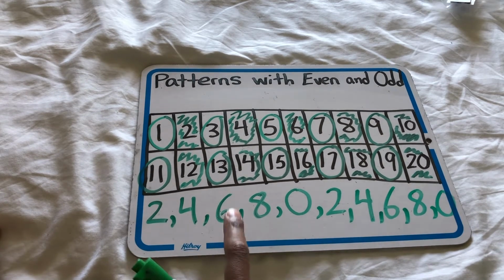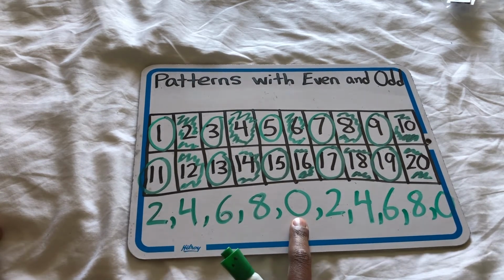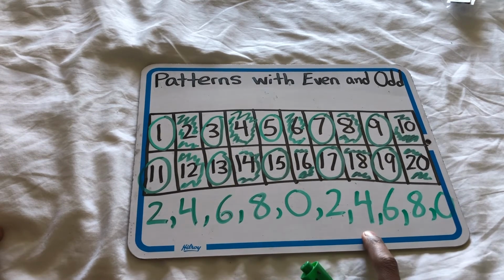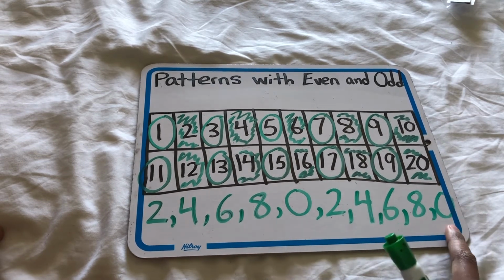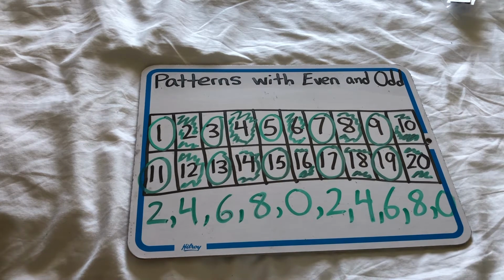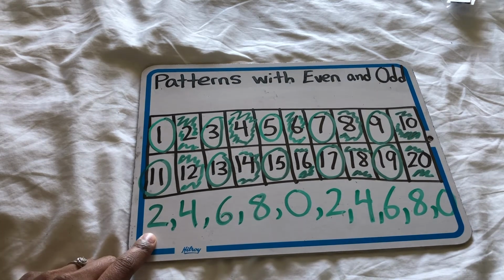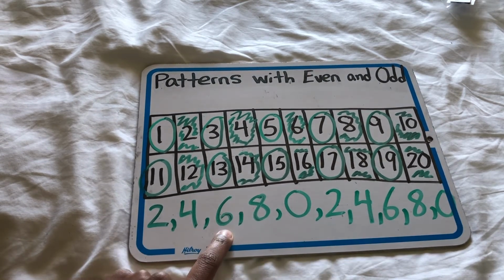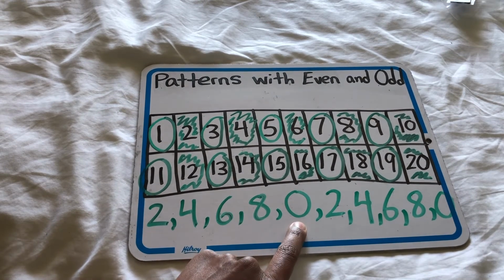2, 4, 6, 8, 0. All of our even numbers have a 2, a 4, a 6, an 8, and a 0.